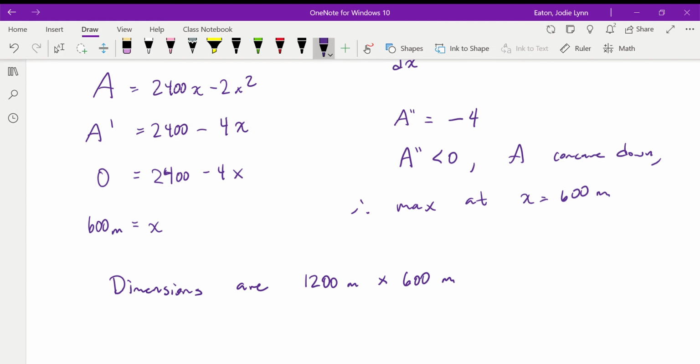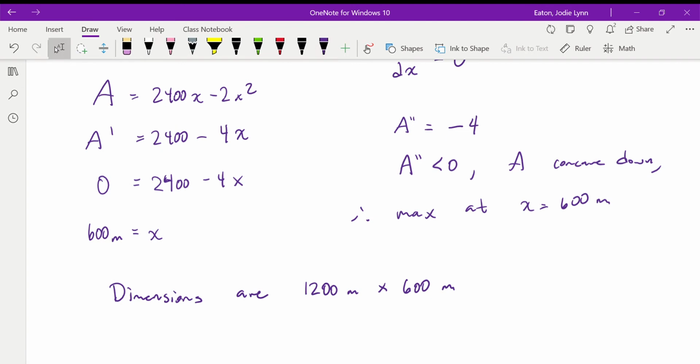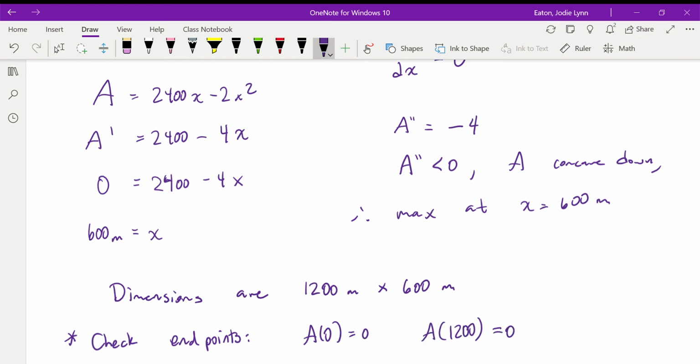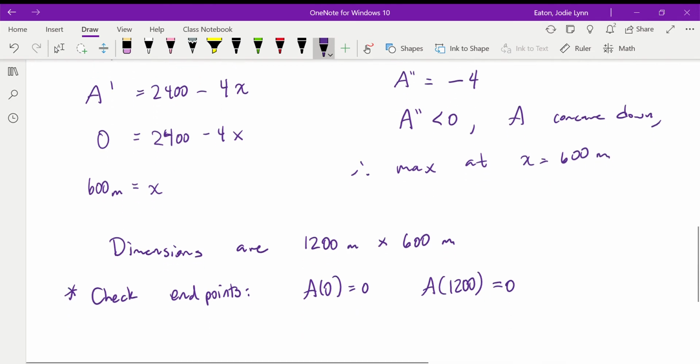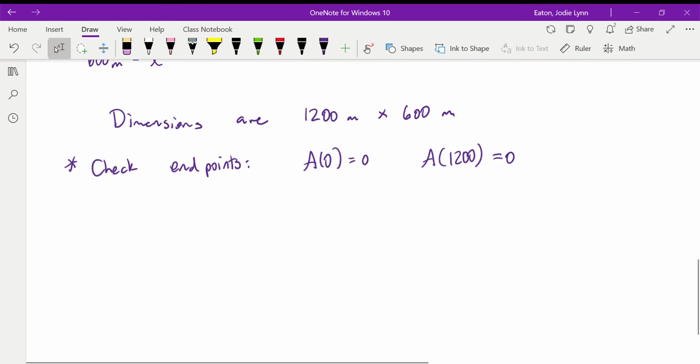We did check the endpoints at the beginning, but you may formally want to check the endpoints. So I'm going to put a star in just to make sure that you check the endpoints, which is A of 0 is 0 and A of 1200 is 0. I have been known to put sneaky questions on tests where actually one of the endpoints is going to be your answer. So don't forget to do that.